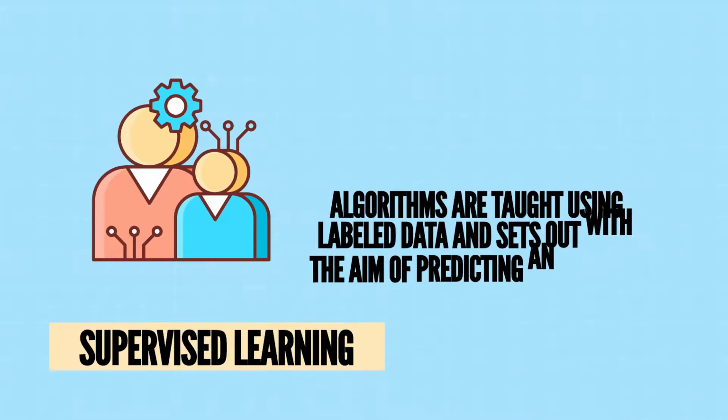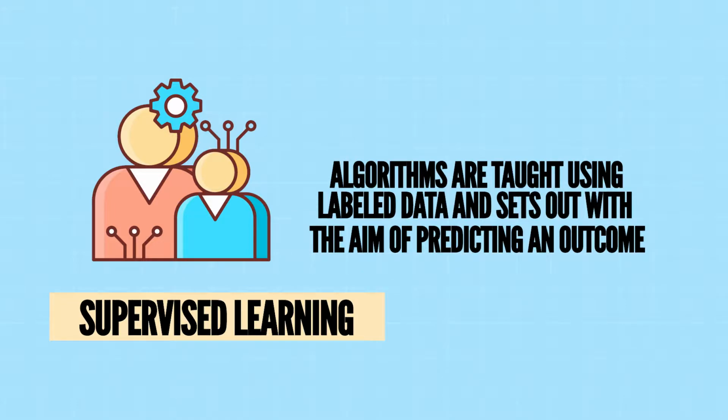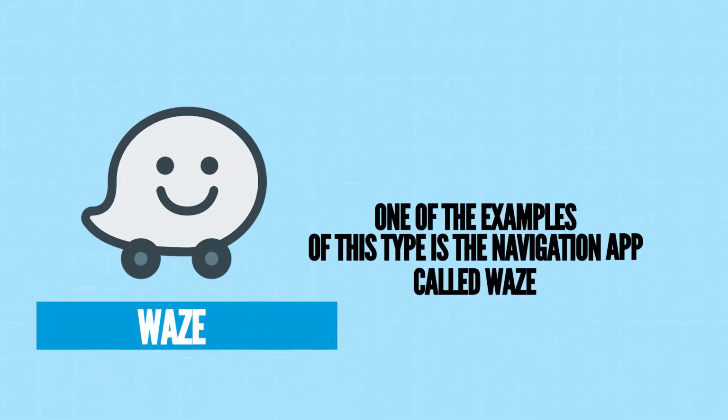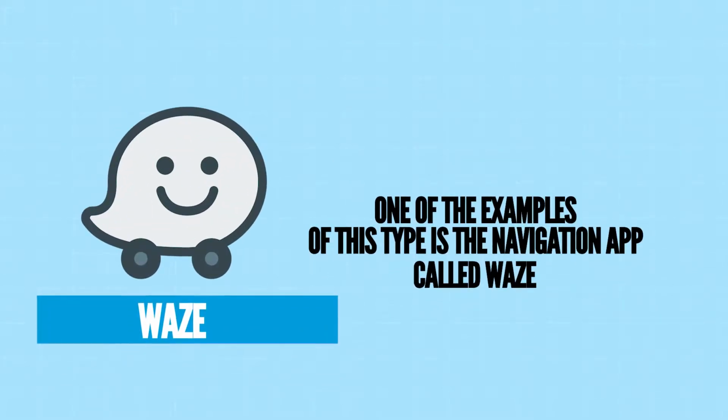First, supervised learning. Algorithms are taught using labeled data and set out with the aim of predicting an outcome. One example of this type is the navigation app called Waze that takes in variables such as weather and traffic conditions in order to suggest the fastest route home.